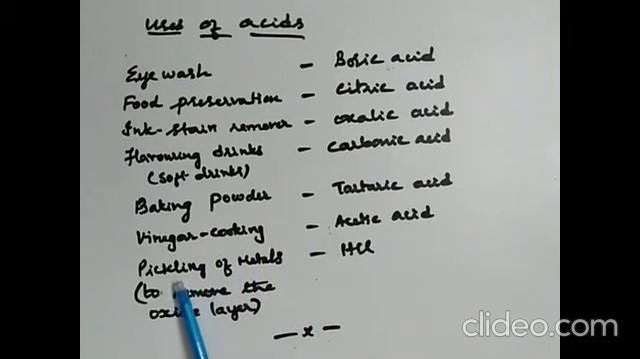Hydrochloric acid is used for pickling of metals. Pickling means to remove the oxide layer on the metal. With this we complete acids.